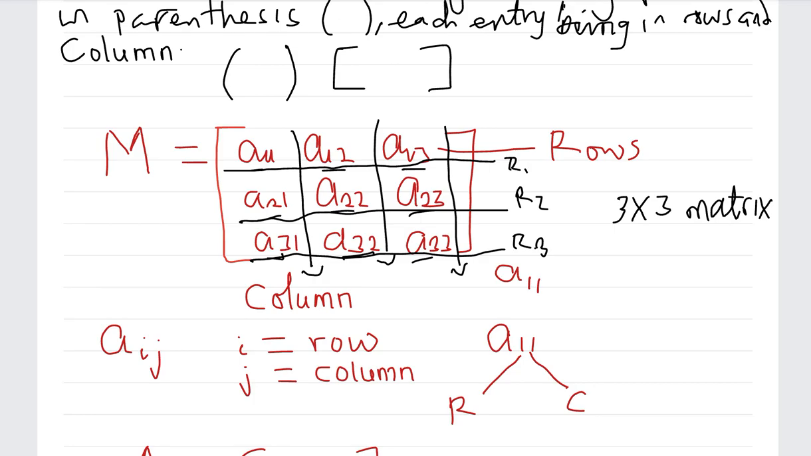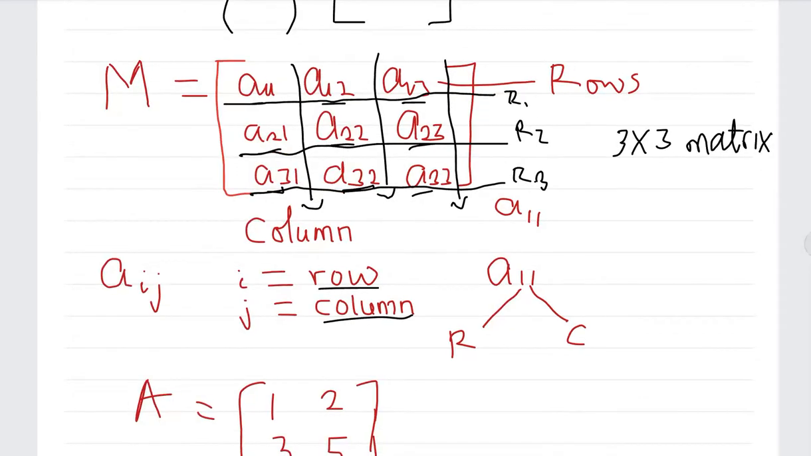And how do you pronounce a matrix? In order to pronounce a matrix, you say the row first before the column. And a matrix is generally in the form Aij. The i is the row. The j is the column. Are you seeing that?